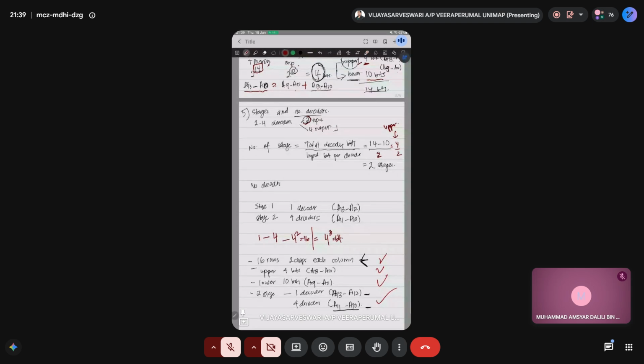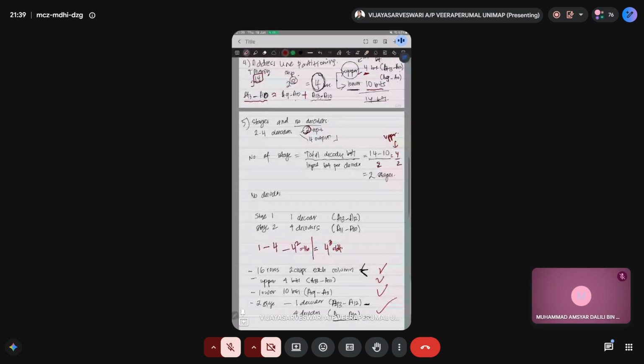Because we already know that this decoder will use the upper bits, which are A13 to A10. Each decoder has only 2 inputs. Right, we only have 2 inputs. That is why it is A13 to A12 for the first stage, and A11 to A10 for the second stage. So the total decoders that we will use is 1 plus 4, equal to 5 decoders.